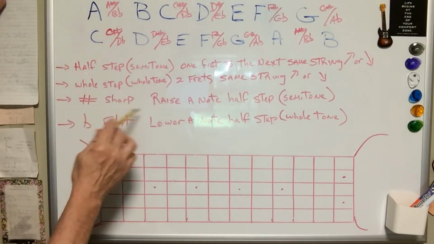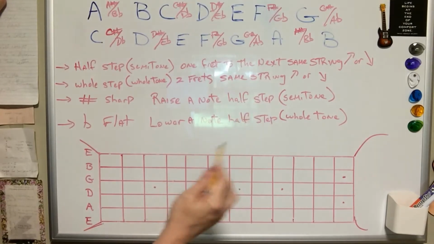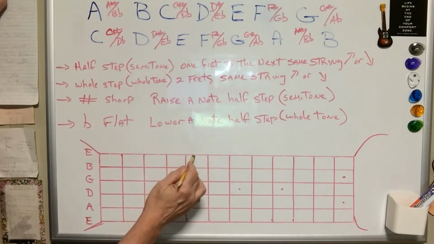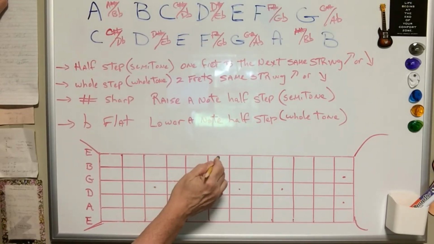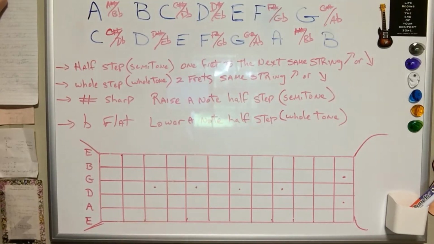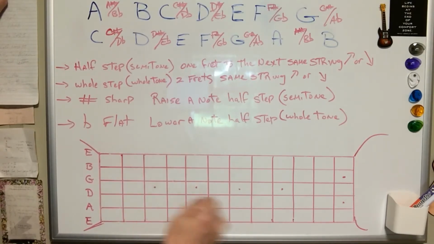Second word is sharp. Sharp means to raise a note a half step, or a semitone. So let's say we had this note right here, which happens to be an A. If we wanted to sharp that note, we'd raise it 1 semitone, 1 half step, and it'd be A sharp. If we had an E right here and we lowered it, it'd be E flat. This is a guitar, but the same idea applies: you sharp a note, you raise it up a fret; flat a note, you lower it down a fret.